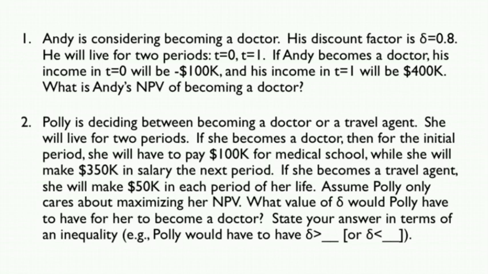So for example, your answer should be of the form, Polly would have to have delta greater than a particular number, or Polly would have to have delta less than, and then fill in the blank for the number. Once you have answered those 2 questions, you will be good to go for the day.